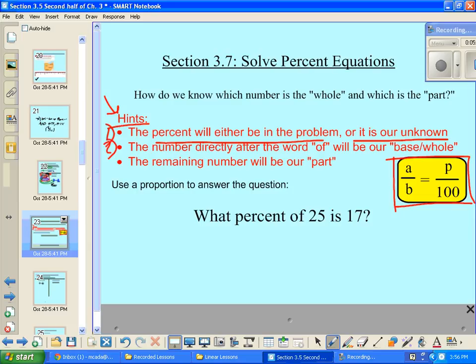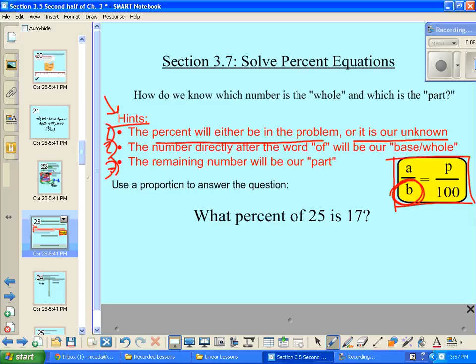Number two, the number directly after the word of will be our base or our whole number. Again, think about that example I made up on the previous page. When a quarterback throws passes, let's say he completes 3 out of 5. The number after the word of was 5. That's going to be the base, the number we're comparing the part to, the base or the total amount. So that's going to be our B. That'll be an easier way to find it. Usually the number after the word of will be the base or the whole number.